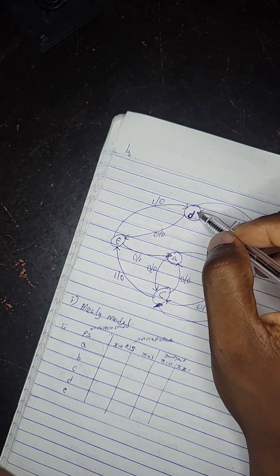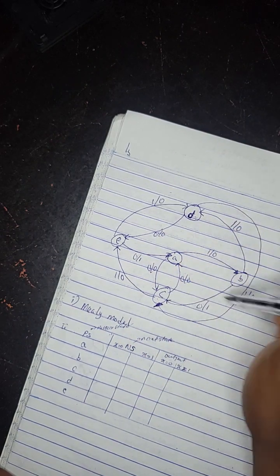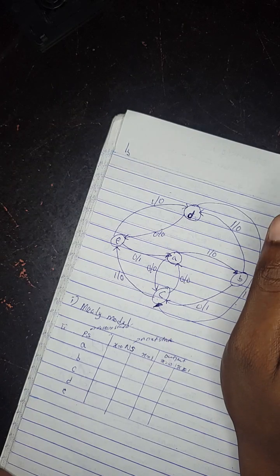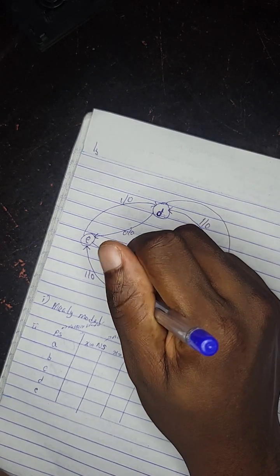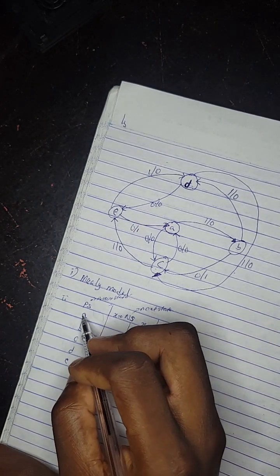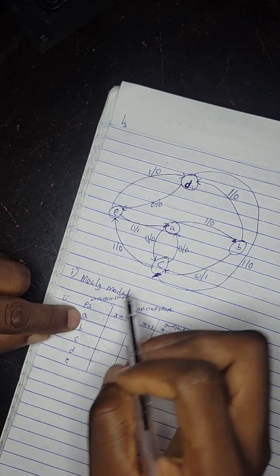The arrow of state D goes to C when the input is 1, and that's basically going to be the next state, C. So now, based on what we have here, they said our present state is A.